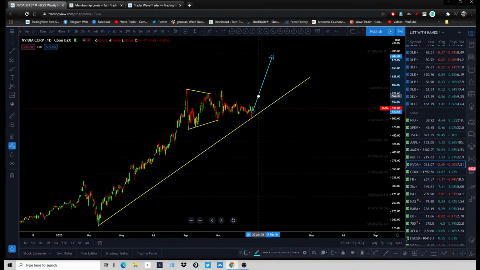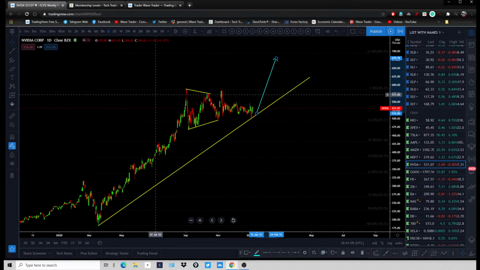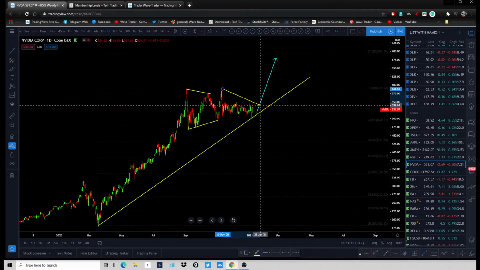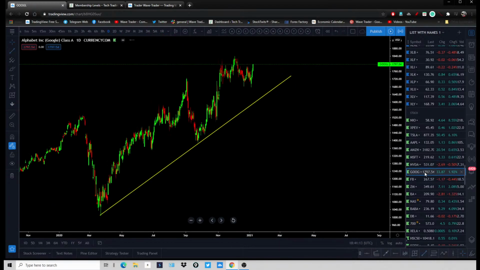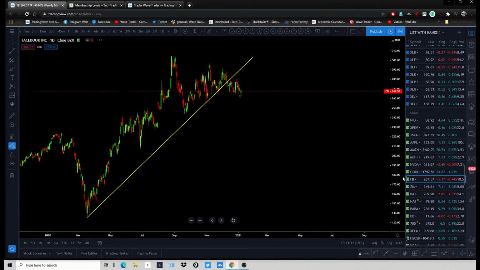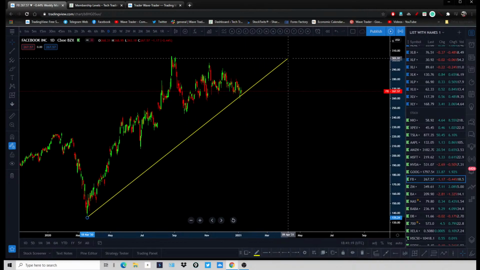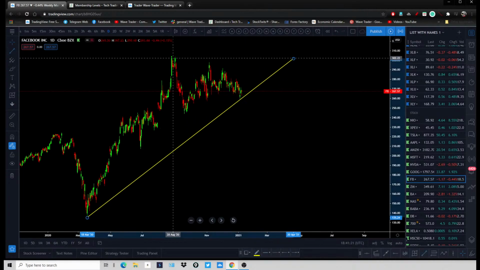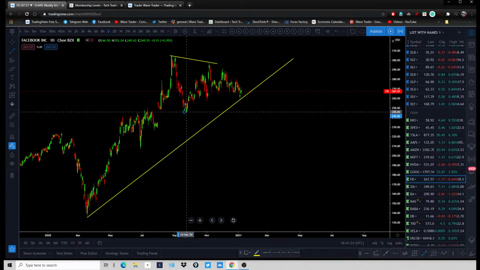So this is also going to keep climbing. Google is also climbing, so Google is also going to keep climbing. And Facebook is also going to do that too. So people right now are moving away from these big caps.